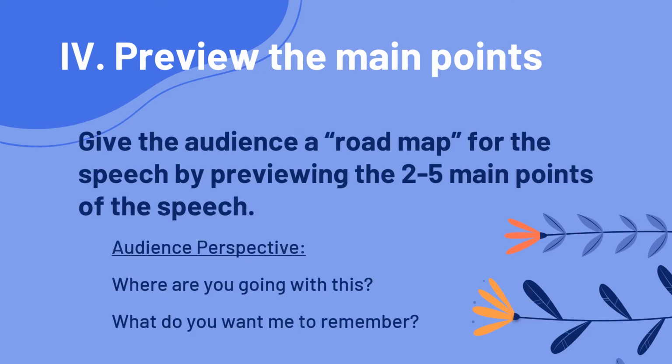The fourth and final step of the introduction is a preview of the main points. Give the audience a roadmap for the speech by previewing the 2 to 5 main points of the speech. The audience might be thinking, all right, now that I know who you are, you've got me interested, and I know why the topic should be of interest to me. Where are we going with this? Or even, what do you want me to remember when this is all done?